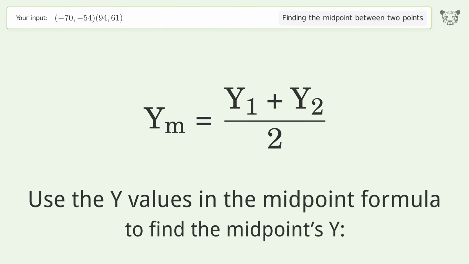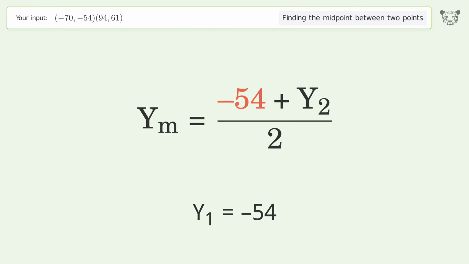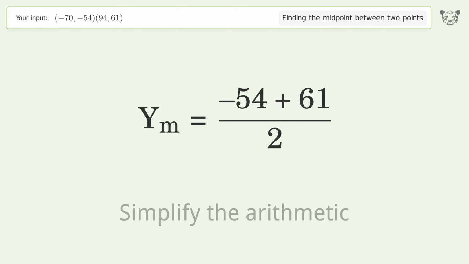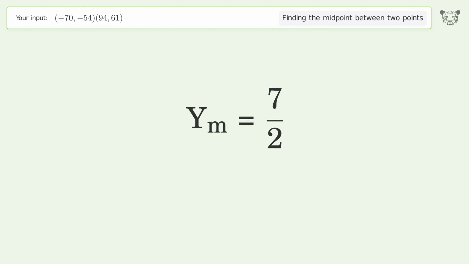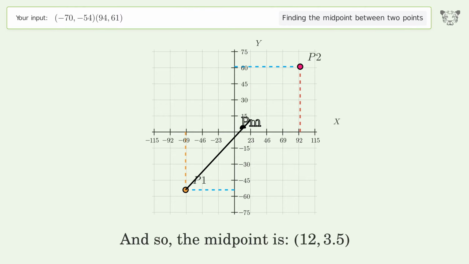Use the y values in the midpoint formula to find the midpoint's y. y1 equals -54. y2 equals 61. Simplify the arithmetic. And so, the midpoint is 12, 3.5.